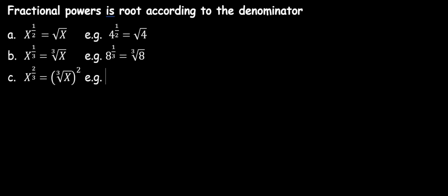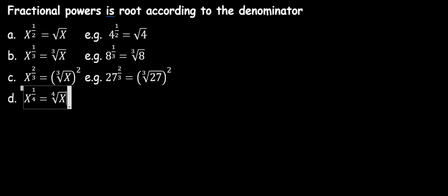Example of that, 27 raised to power 2 over 3 is equal to, bracket open, cube root of 27, bracket close, squared. Another simplified form of the law. x raised to power 1 over 4 is equal to 4th root of x. Simple example. 16 raised to power 1 over 4 is equal to 4th root of 16.